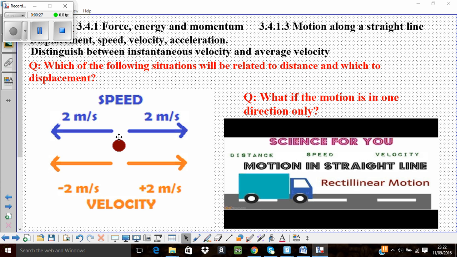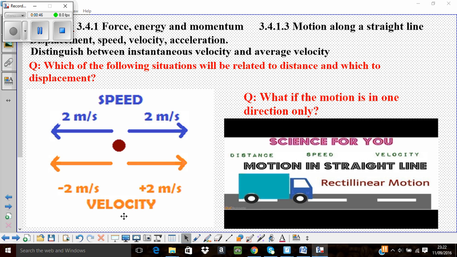and the same object can be going to the left with the speed of 2 meters per second. Velocity, when going to the right, you could have velocity of 2 meters per second, positive, as we see on the diagram. When it's going to the left, it has a velocity of minus 2 meters per second.